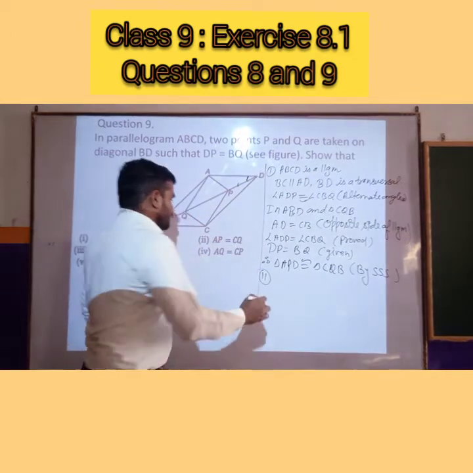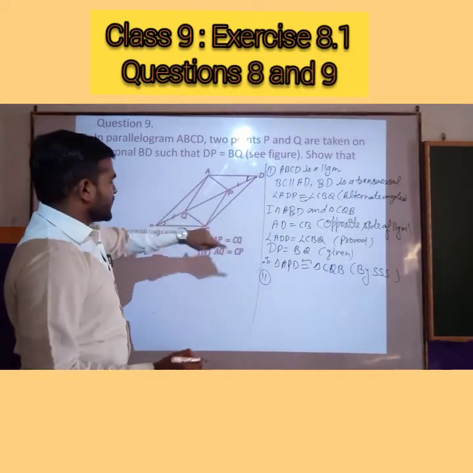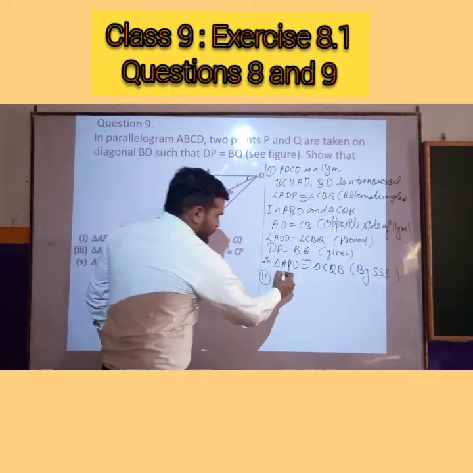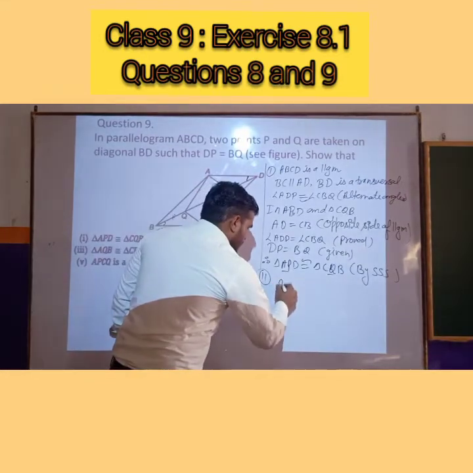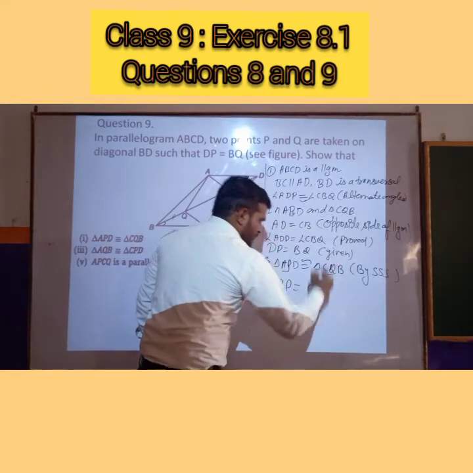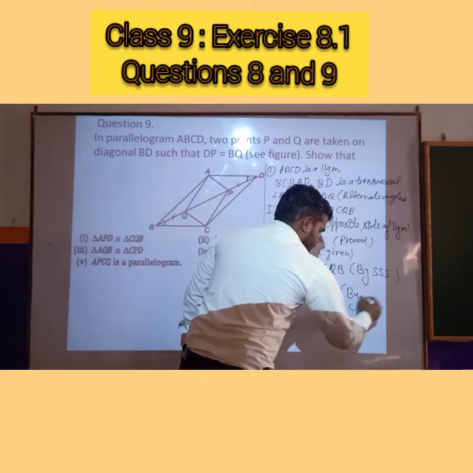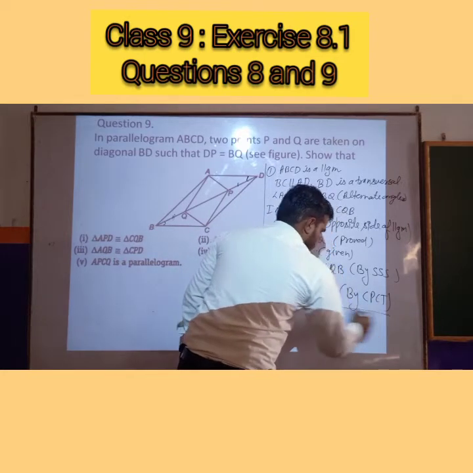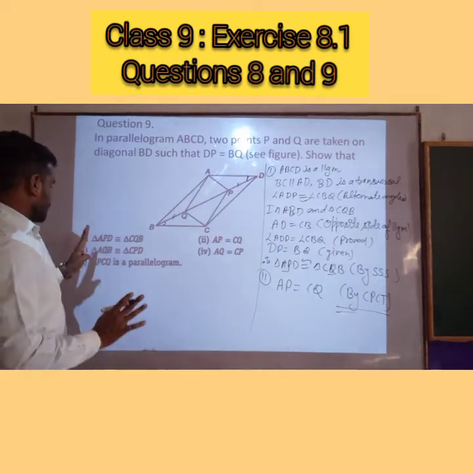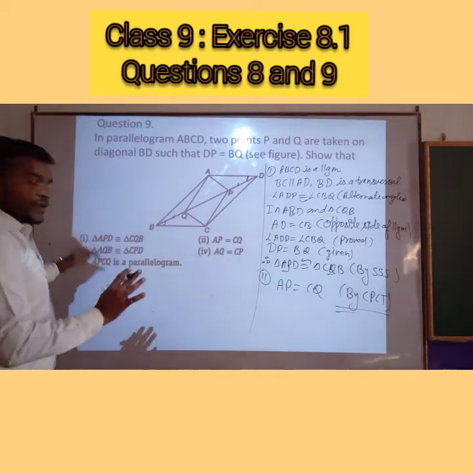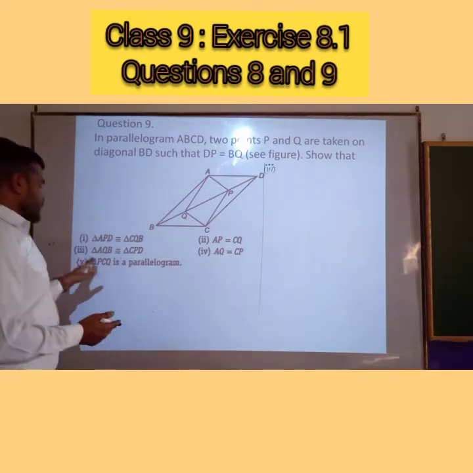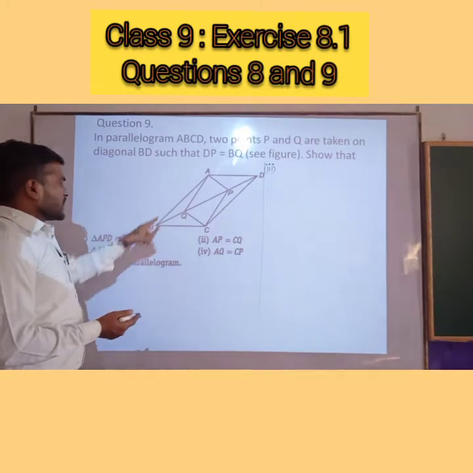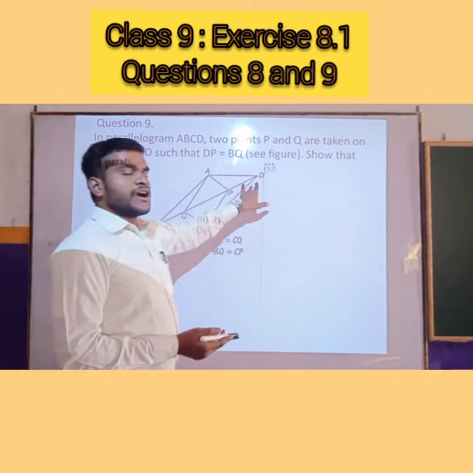So in the second part we have to prove that AP is equal to CQ. AP is equal to CQ, corresponding parts of congruent triangles, by CPCT. Got it? Now we have to prove that triangles AQB and CPD are congruent. Third one, AQB and CPD are congruent. We have to show that.